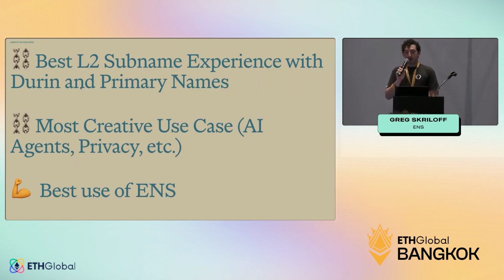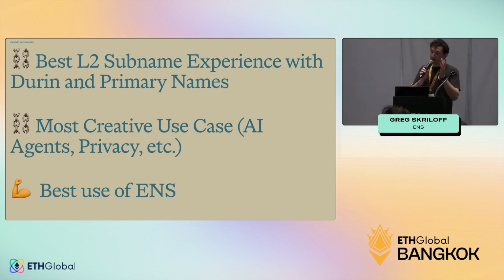Cool. And then these are our prizes. Based on everything that I just explained, the two things that we're looking for the most are best L2 subname experience that is built with Durin and uses L2 primary names. This could be naming smart contracts. This could be onboarding a new user through some consumer application and setting their primary name right away, and anything else that you might come up with. We think this will be the most popular way to implement ENS going forward, and this hackathon is really the first place that we're going to see people use it. So very excited about that.